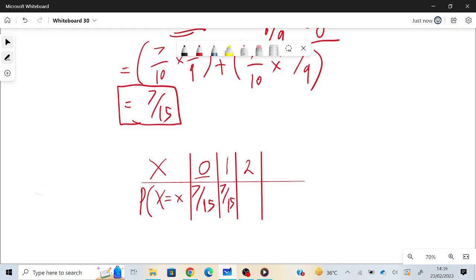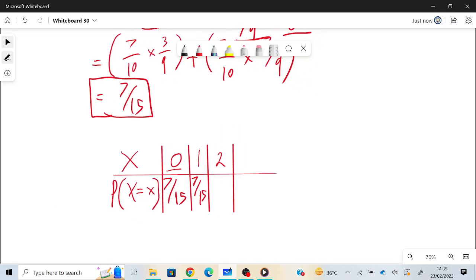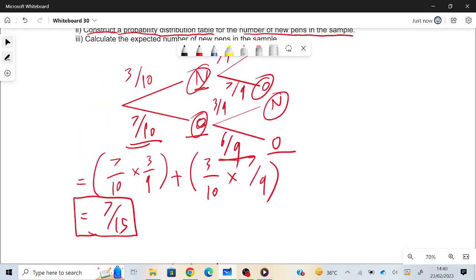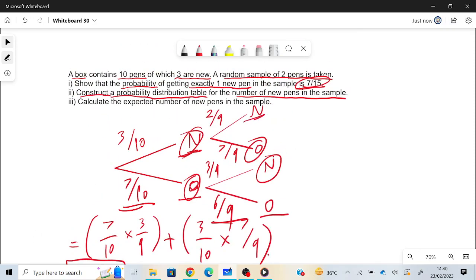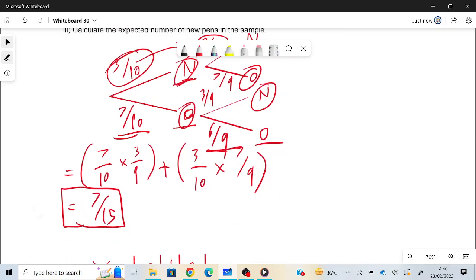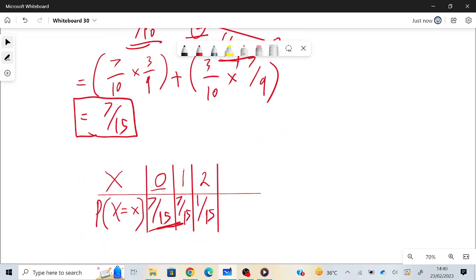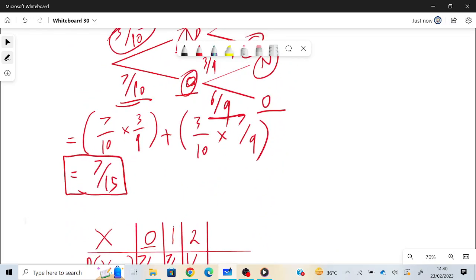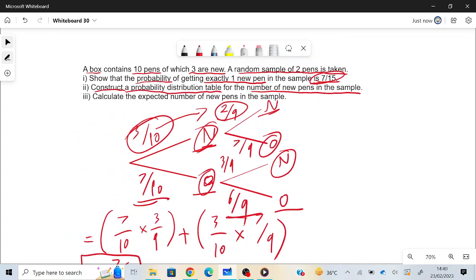And then to find the probability of us getting 2 new pens is simply, we can add these two up and subtract that from 1, and that would be 1 over 15. Another way you could have done this is simply go back to your tree diagram, take your 2 new pens, that's 3 over 10 times 2 over 9, and you would have put in 1 over 15 over there as well. So that's our probability distribution table all drawn up, and that should be correct.